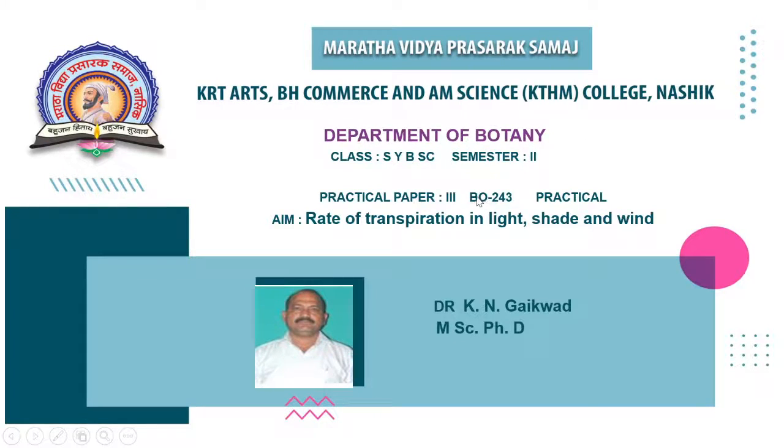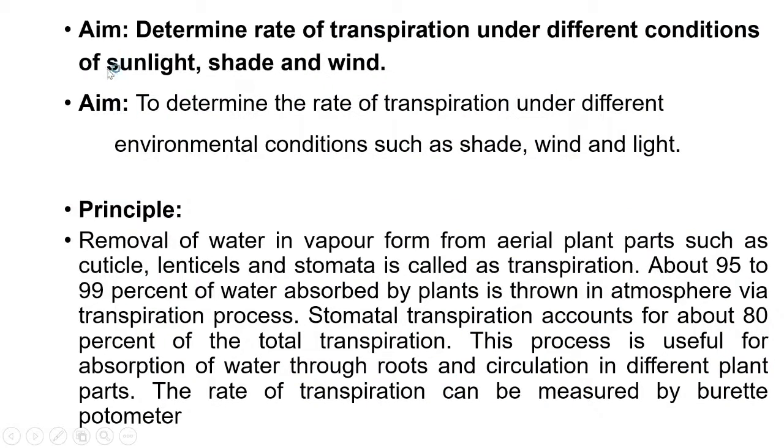Today, we are going to learn our botany paper third practical, BO 243. And today's practical aim is rate of transpiration in different environmental conditions, that is light, shade, and wind. The aim is to determine the rate of transpiration under different conditions of sunlight, shade, and wind.